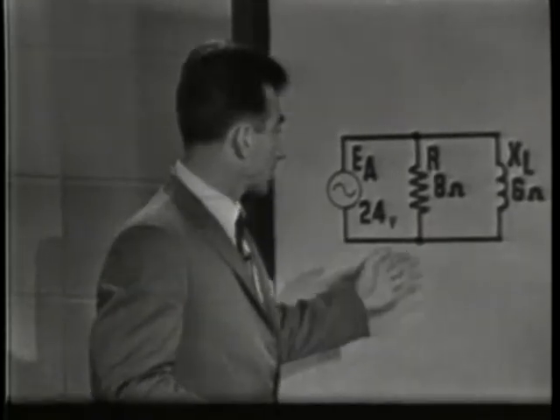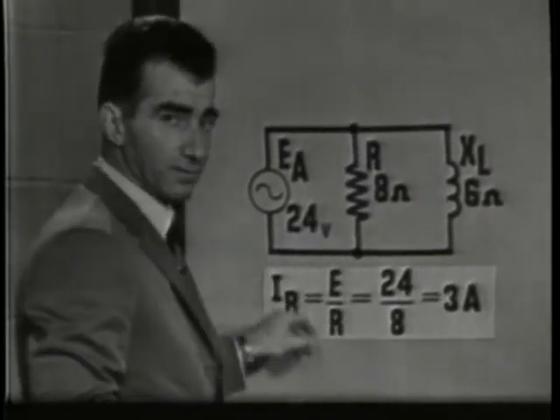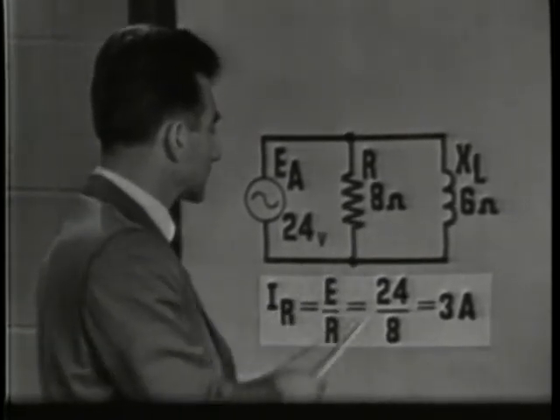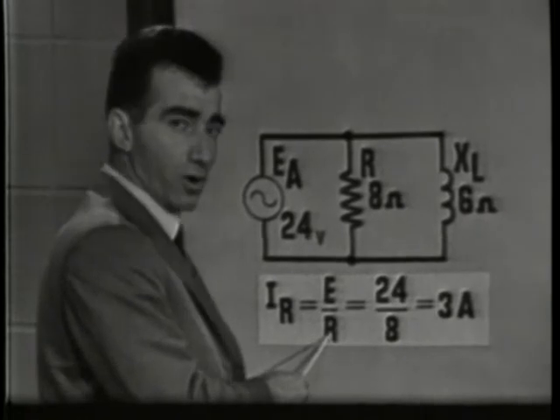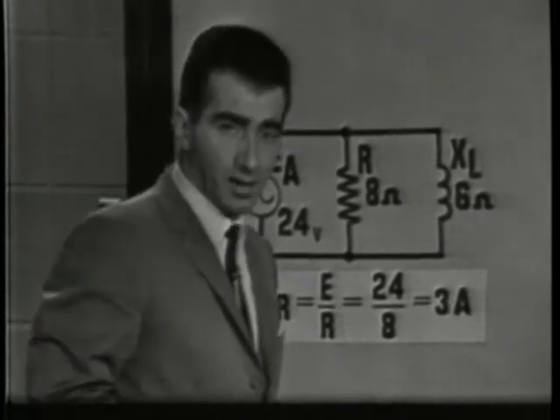For example, in this circuit, if we apply Ohm's law to find out the current value in the resistive leg of the circuit, we take the applied voltage, 24 volts, across the 8 ohms. IR is equal to E over R, or 24 over 8. IR is equal to 3 amperes.